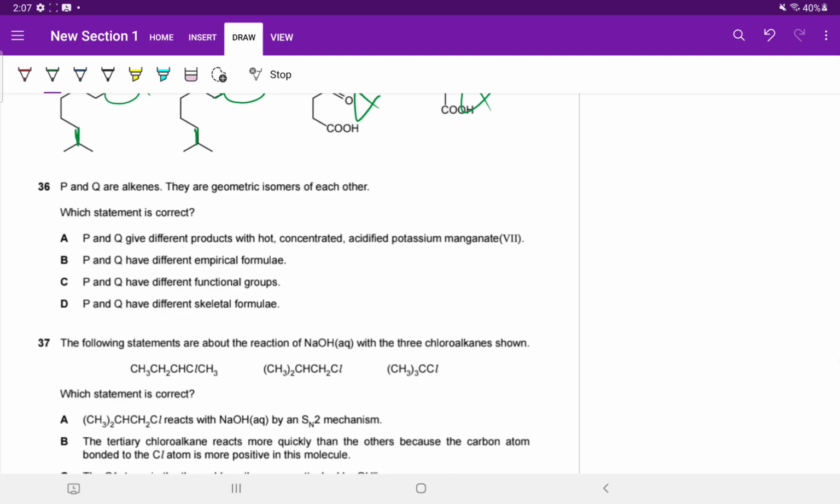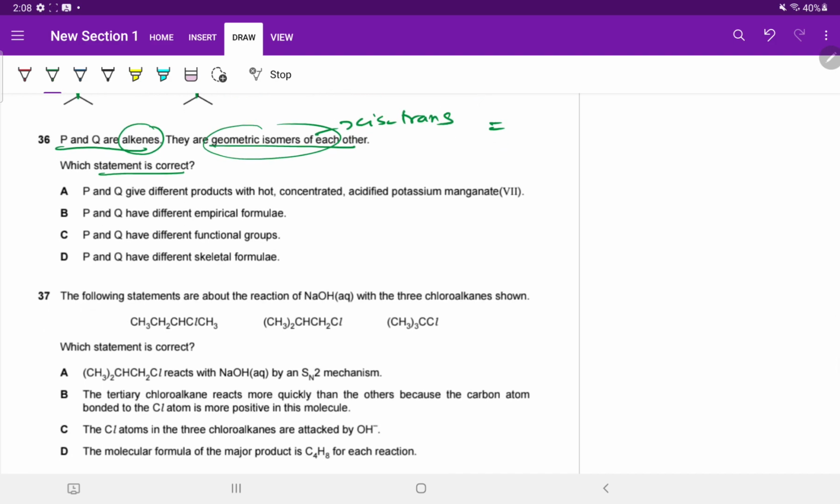Okay, question number 36. P and Q are alkenes. They are geometric isomers of each other. Which statement is correct? So they are geometric isomers. This means that they show cis-trans isomerism, which basically occurs due to double bonded carbons. So P and Q give different products if we consider acidified potassium permanganate. This is wrong because they're literally the same type of alkenes. So they won't give different products. They will give the same products, because they're just stereoisomers. They're not even structural isomers here.